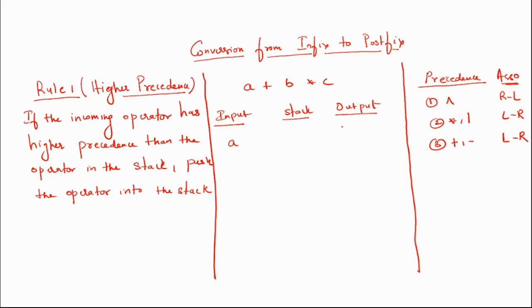So A is not an operator, therefore I will directly write A into the output. Then comes plus. Plus is an operator, so I'll write plus here, A in the output. Then comes B, so I will write plus here, A, B.